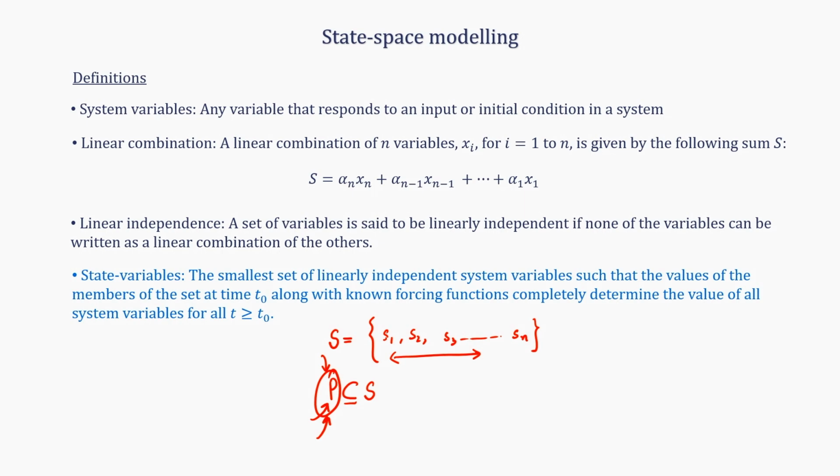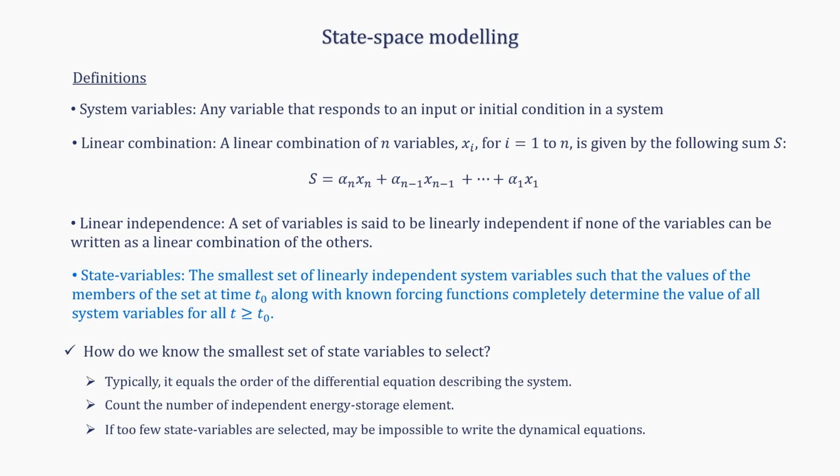Okay. Then the question arises, what is that smallest set? How do I know what is that smallest set? So, that we have to find out. If you are given a big set, in that big set what is the smallest set that will qualify as state variables?